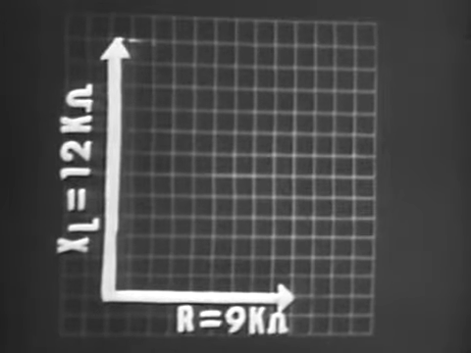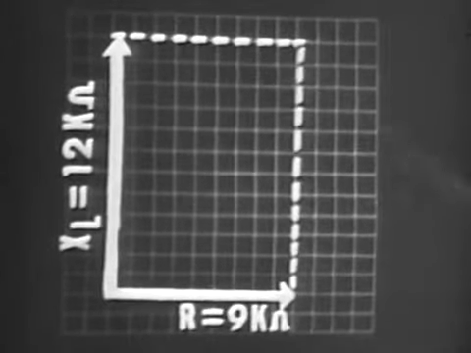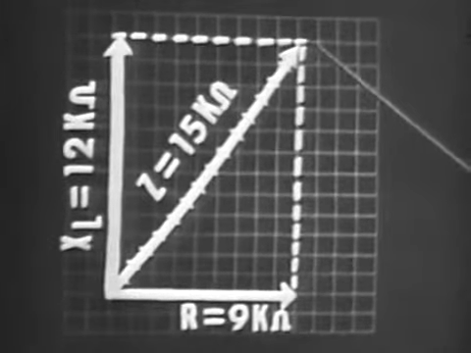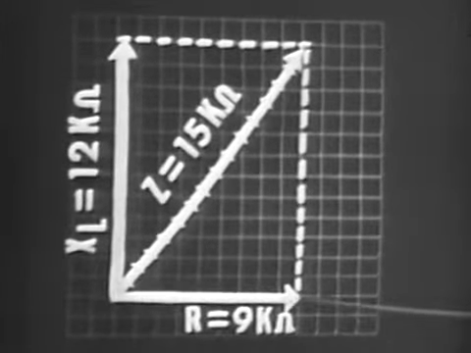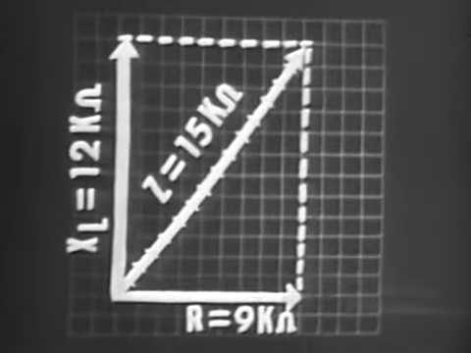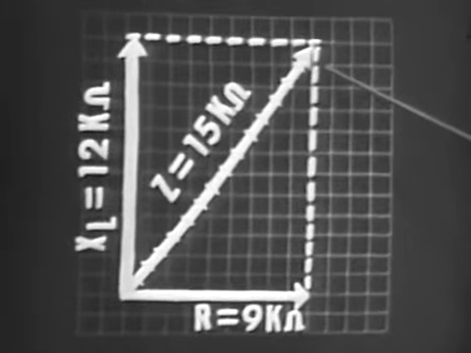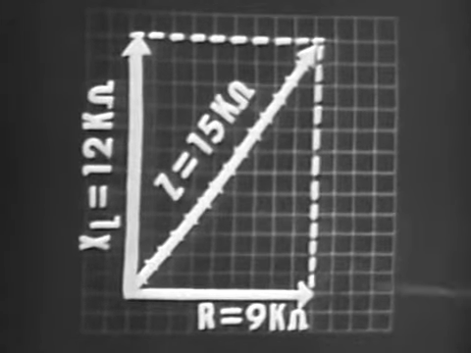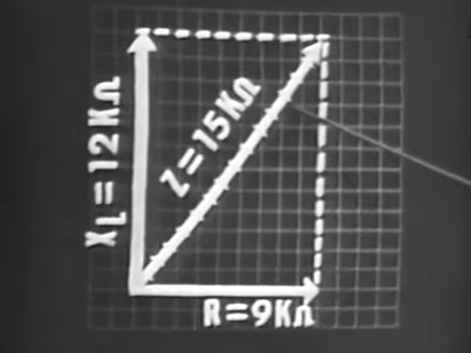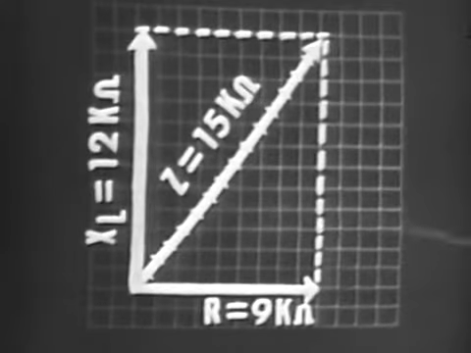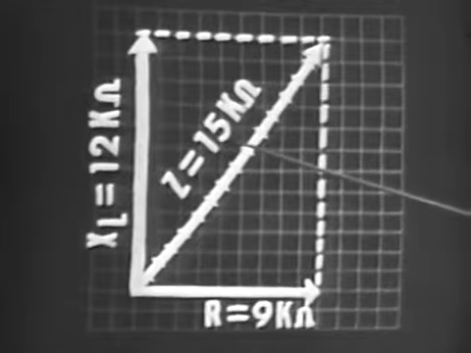To find the total opposition, then, we construct a parallelogram and then connect these two corners. Then, with the same unit of measure that we used for constructing our R and X sub L vectors, we measure the physical length of the resultant vector. This vector then represents the vector sum of R and X sub L and is the total opposition in our circuit. And in our example, we have 15 units or 15 K ohms of impedance.